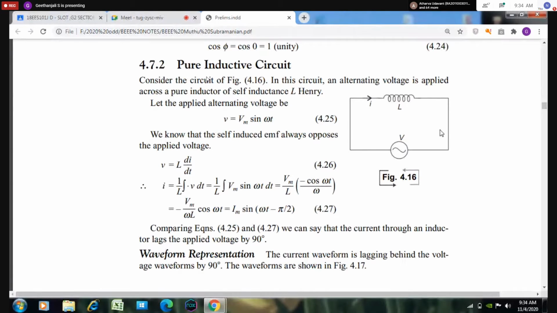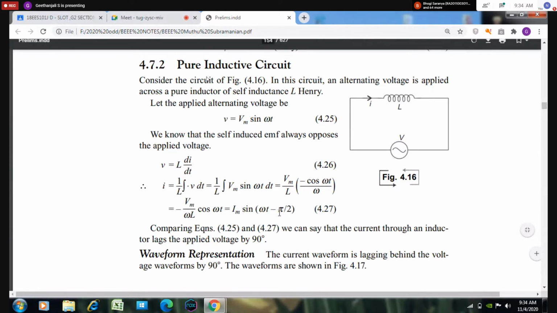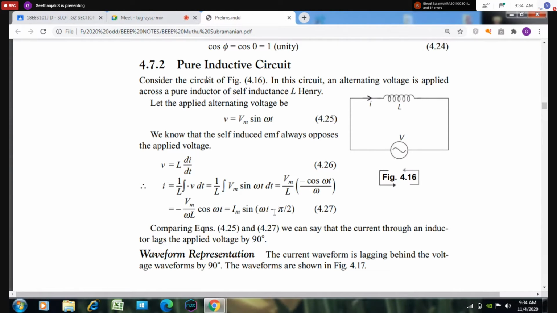If you see the current waveform, equation number 25, sin omega t, no phasor difference. In equation number 27, you will be getting the phasor difference, that is minus pi by 2. This minus sign indicates that the current is lagging the voltage by an angle of pi by 2.